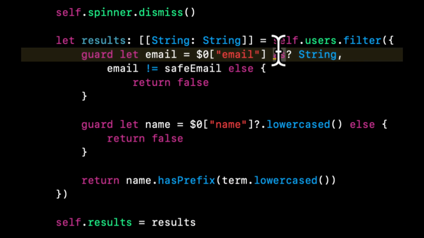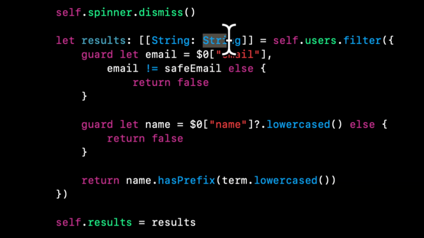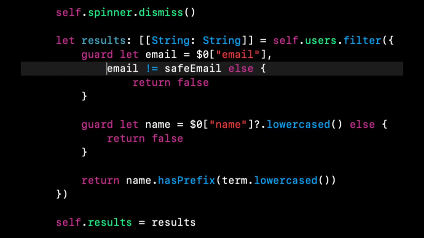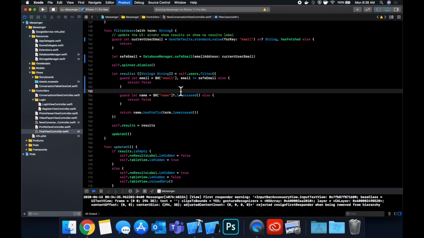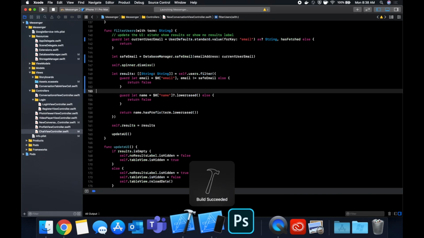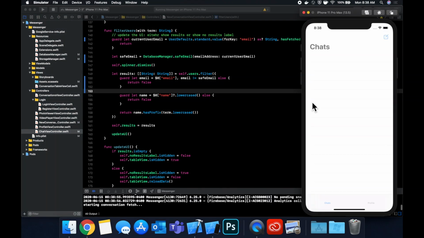And let's see, this is complaining because we don't need to actually cast it as a string, because we already know the value will be a string here. Let's move this onto the same line to be cleaner about it. And let me hit Command R to build and run. And now we should only be able to search for Joe.